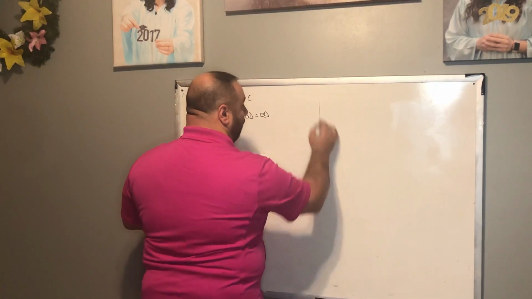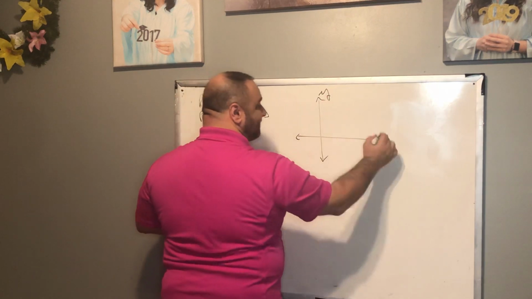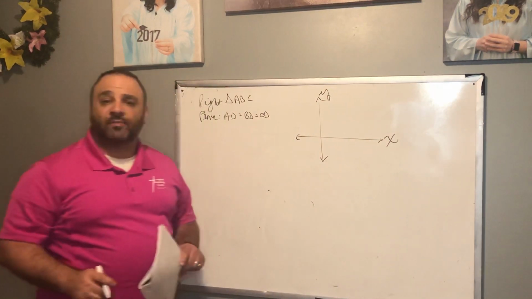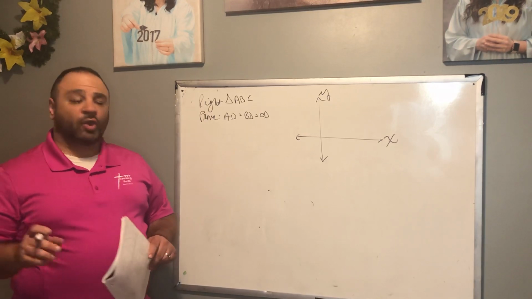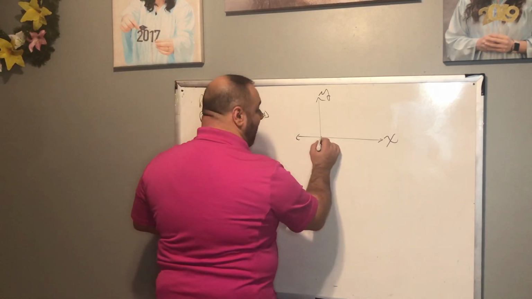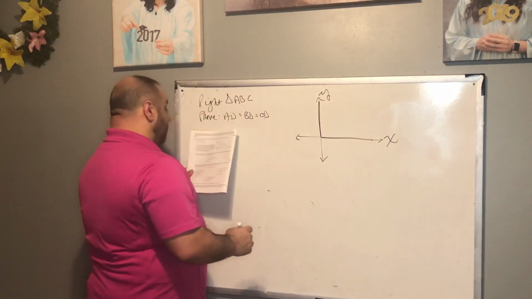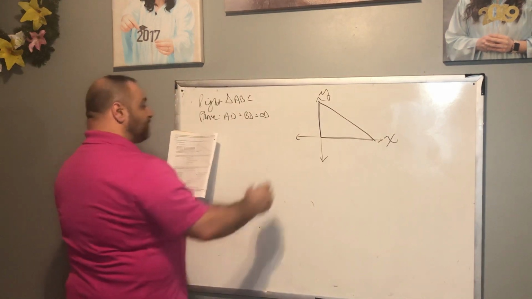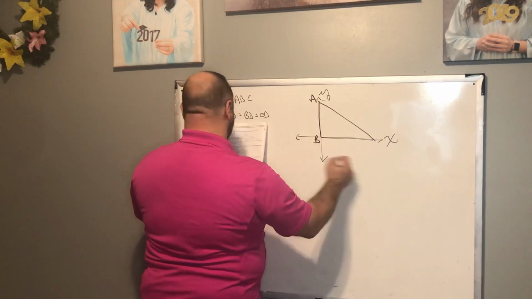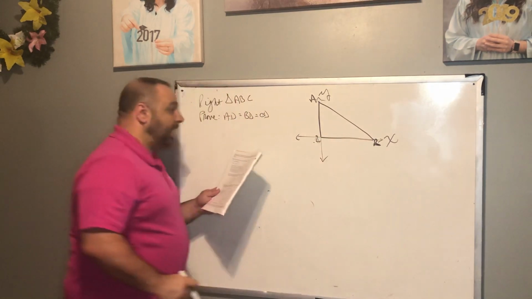So we have our y-axis, our x-axis. Now we're going to draw the shape. Remember, since we're drawing a right triangle, obviously the legs of the right triangle are going to be parallel to the x and y axis. And then we have our hypotenuse here. This is triangle A, B, oops, C, A, B, C.